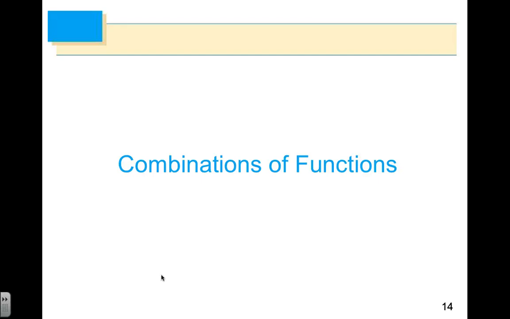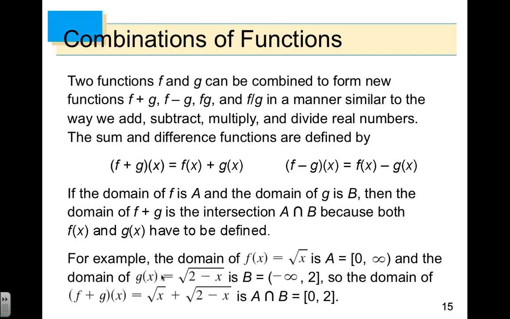The other thing that we're going to do is combine functions. Two functions f and g can be combined to form new functions, f plus g, f minus g, f times g, f divided by g, in a manner similar to the way we add, subtract, multiply, and divide real numbers. The sum and difference of the functions are defined by f plus g of x is equal to f of x plus g of x, and f minus g of x is f of x minus g of x. If the domain of f is A and the domain of g is B, then the domain of f plus g is the intersection of those two domains, A intersect B, because both f of x and g of x have to be defined.